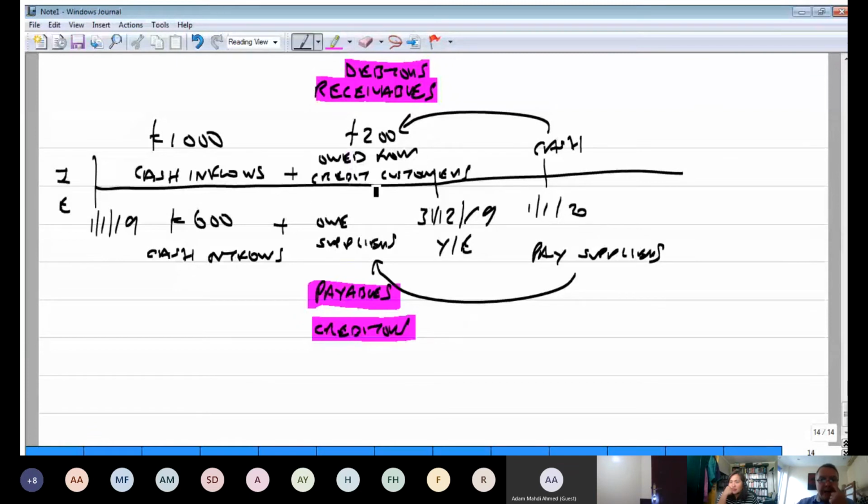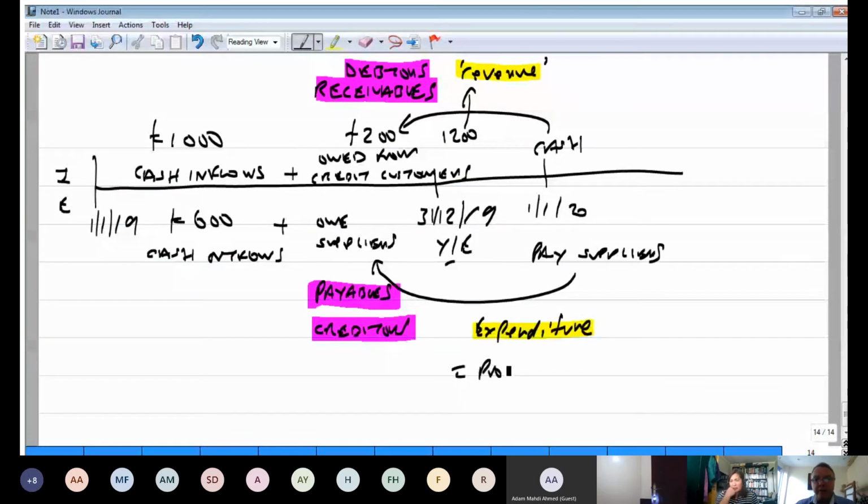So if we think about it now then, at year end, we actually had 1,200 of revenue. Notice the word I'm using, revenue, both cash and credit. And also my outflows plus what I'm owed is referred to as my expenditure. So can you see I've got revenue and expenditure. The difference between my revenue and expenditure is going to be either a profit or a loss.